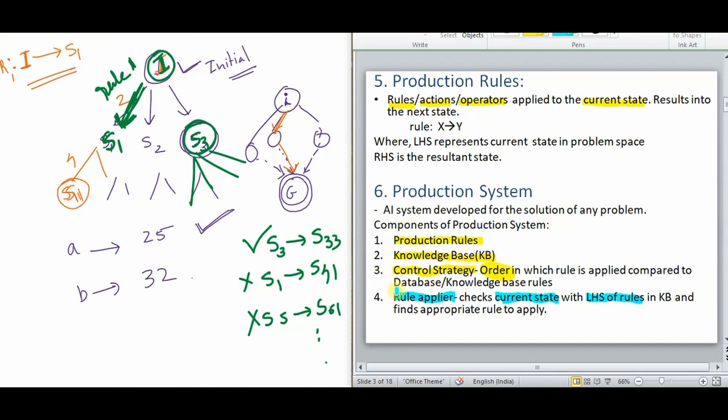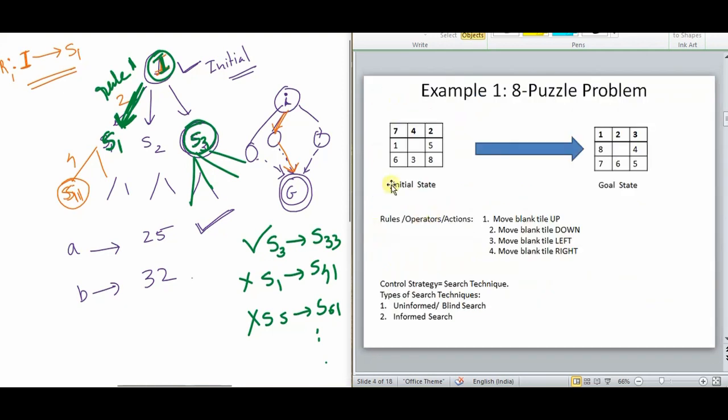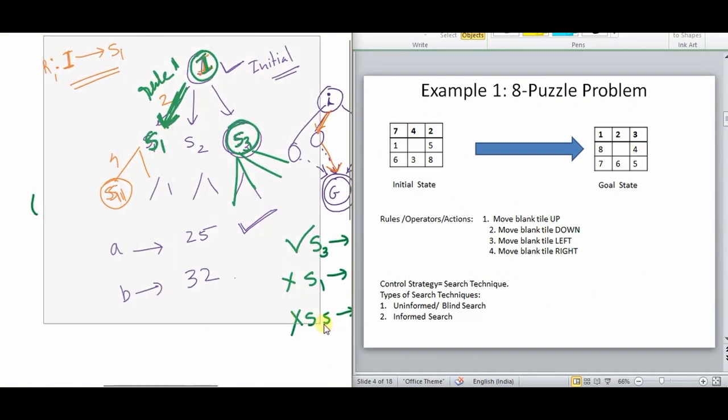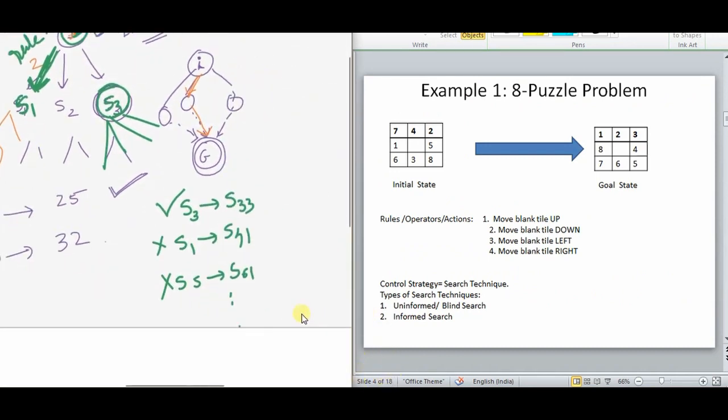Apart from the state space, there have to be production rules, then somewhere to store the production rules, the knowledge base, and then how these production rules will be applied to move from one state to another state. So you require a control strategy to determine the order and how the rules will be applied. You require a rule applier that checks the current state with the left hand side of the rule and applies it directly. Now here is another example that is slightly simpler to what I had shown you, that is tic-tac-toe.